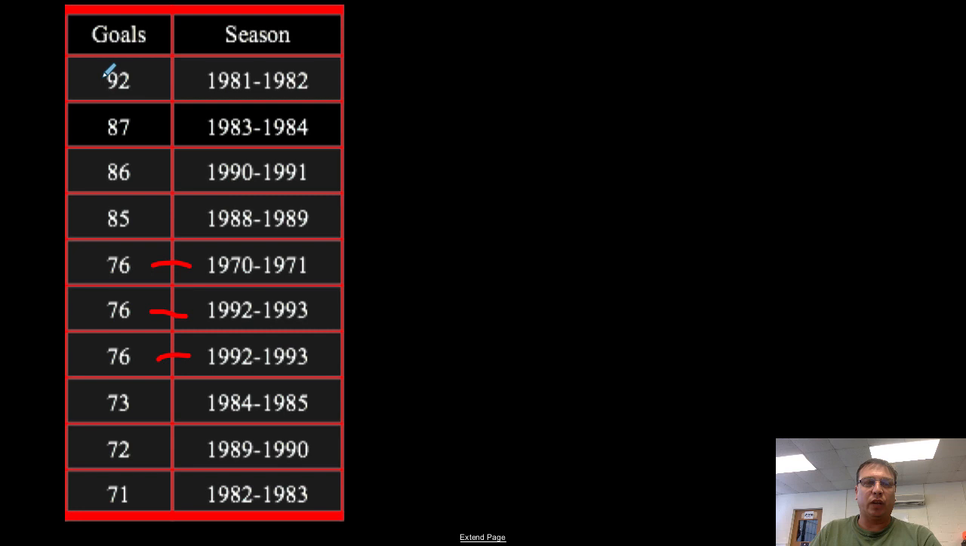So now I have to look here and say, okay, for each element of the domain, is there exactly one element of the range? So I look here, I've got 76. If these two were the only two that were here, then this would be fine because they're the same number of goals and the same year. But the fact that we have two here makes this a problem. So this is, again, not a function.